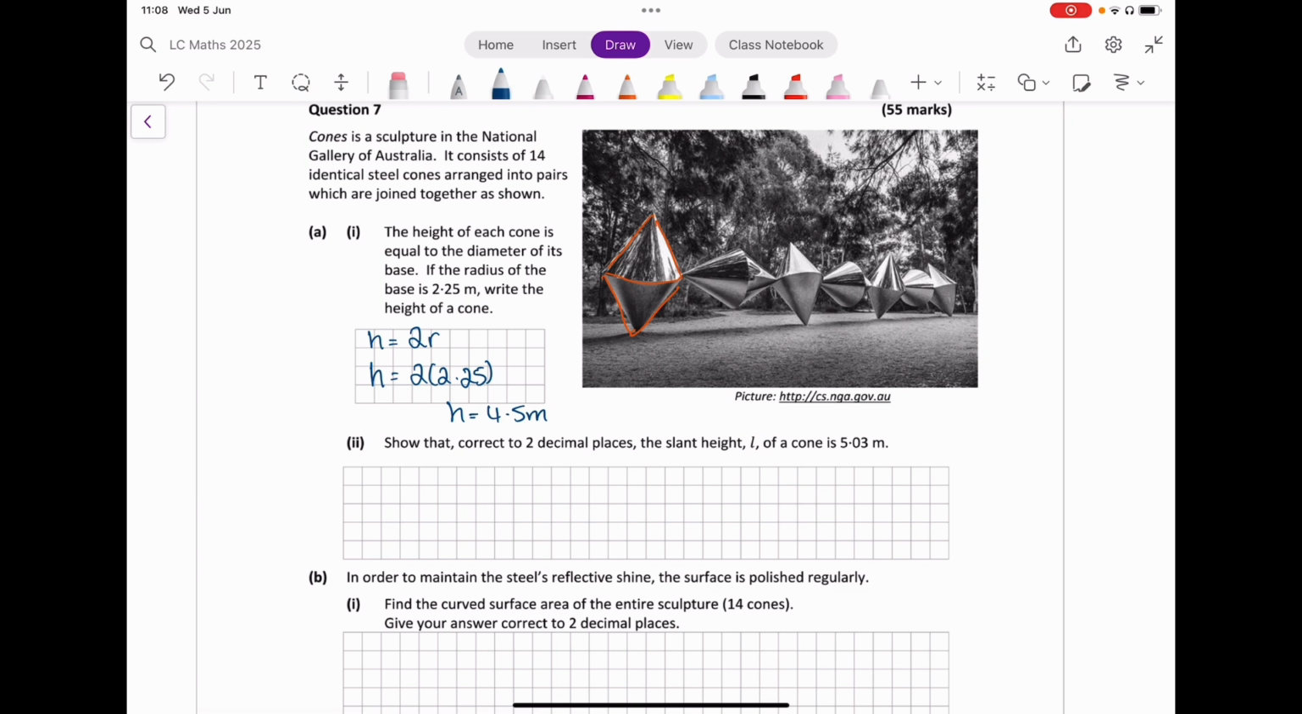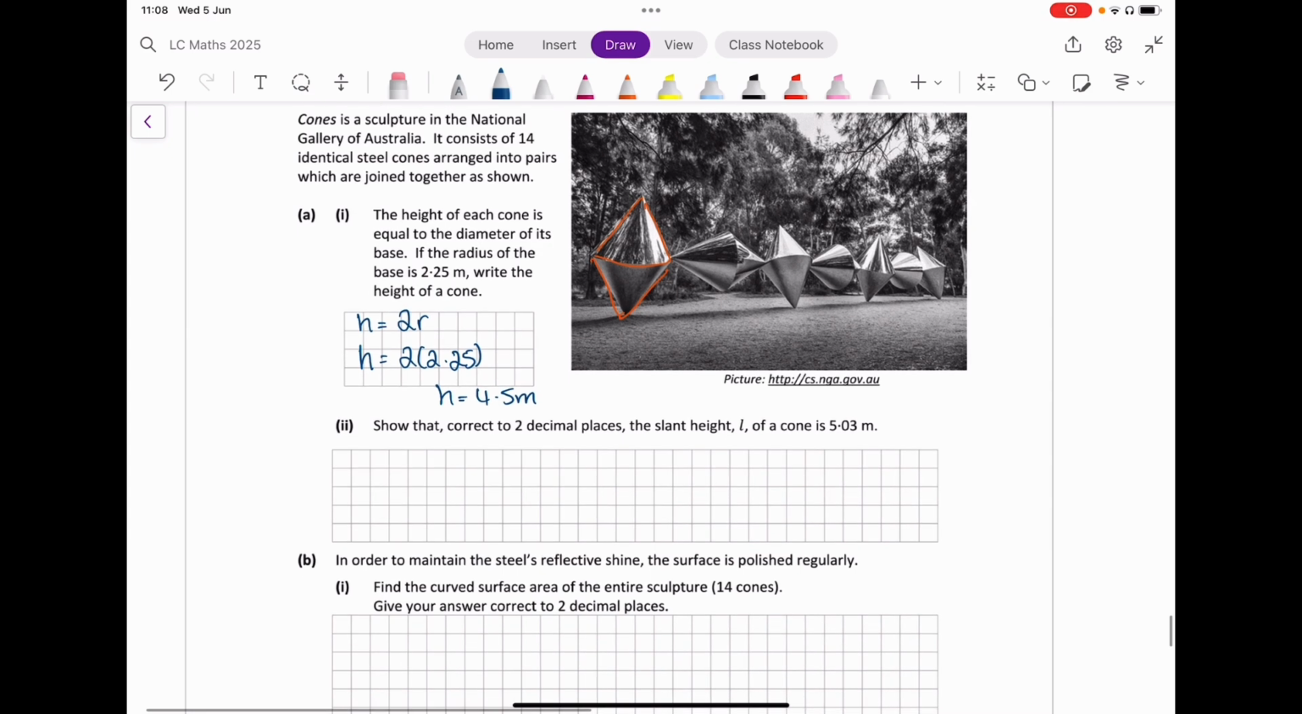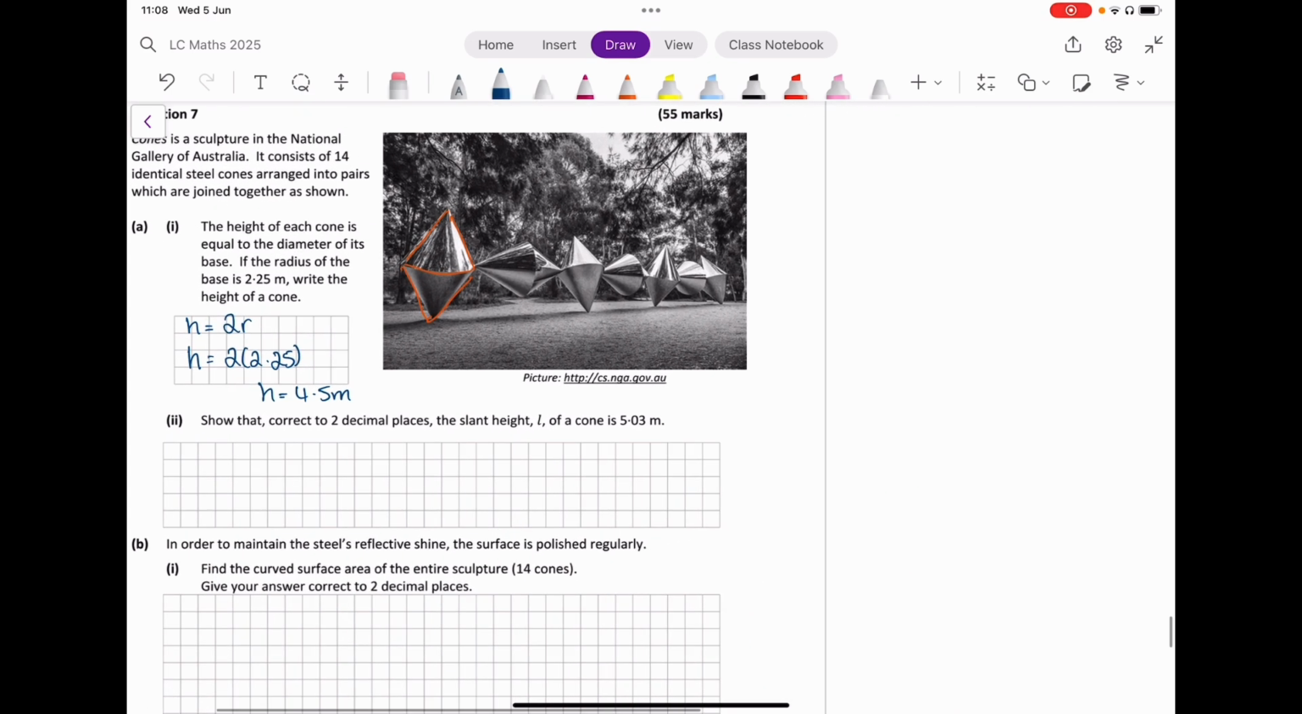All right. Show that, correct to 2 decimal places, the slant height of the cone is 5.03. So let's draw a quick diagram. If we have the cone that looks like this, we know that the radius here is 2.25. We know that the height is 4.5. Then we should be able to see that we're making a lovely right angle triangle here, and the slant height is this thing out here that we don't know, so let's call that x.